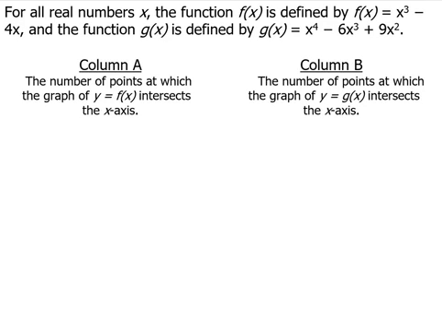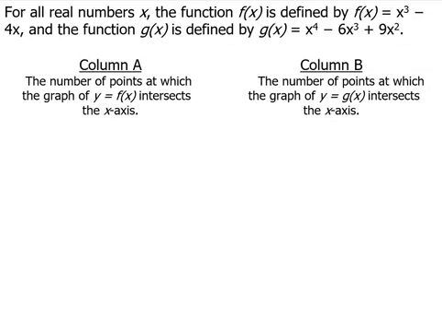So for all real numbers x, the function f of x is defined by f of x equals x cubed minus 4x, and the function g of x is defined by g of x equals x to the fourth minus 6x cubed plus 9x squared. So two very large equations.